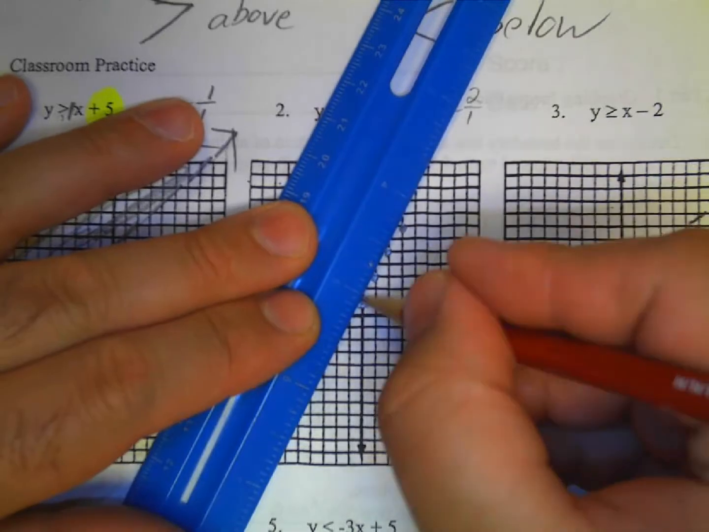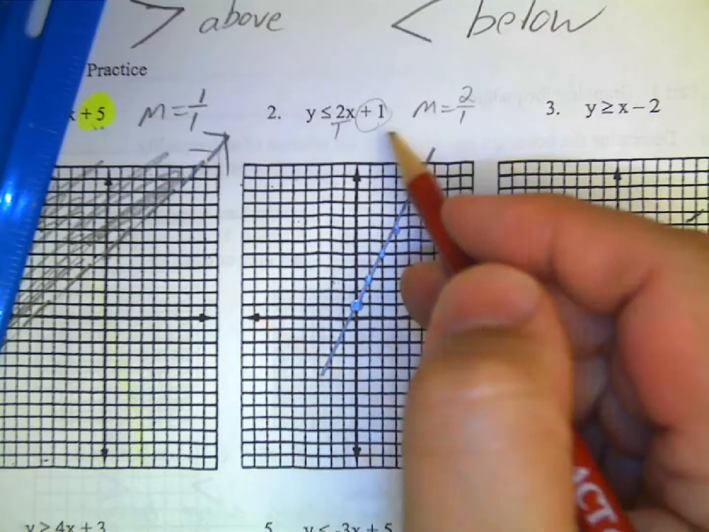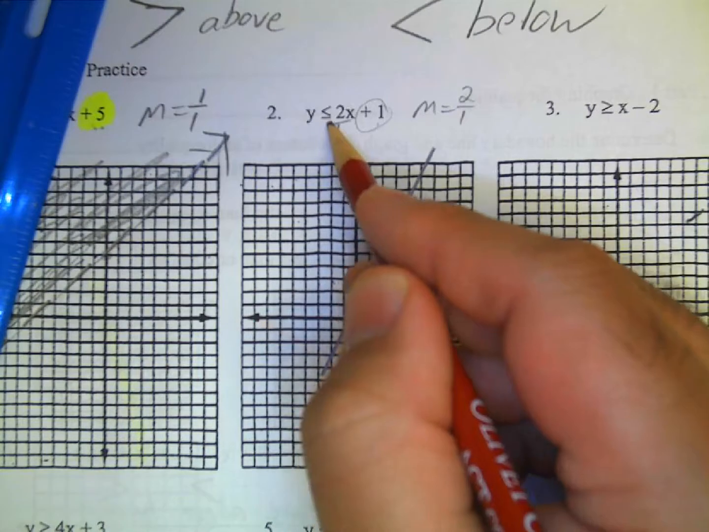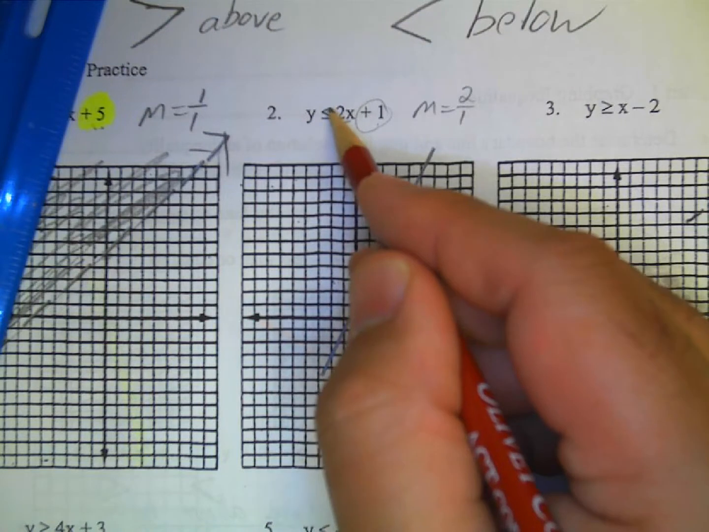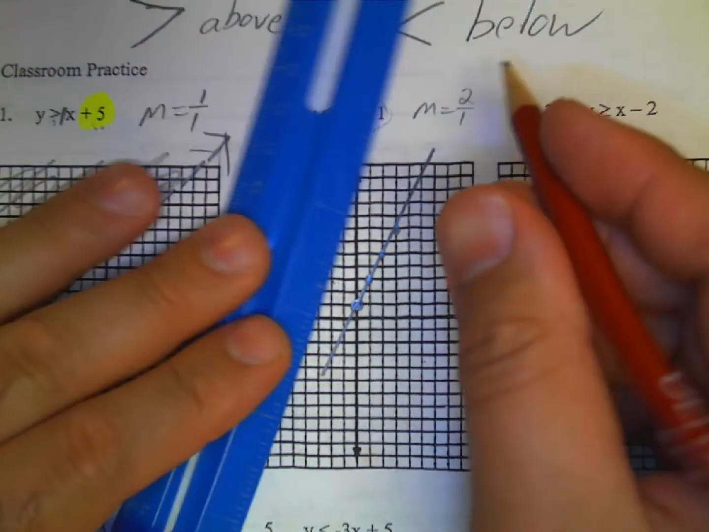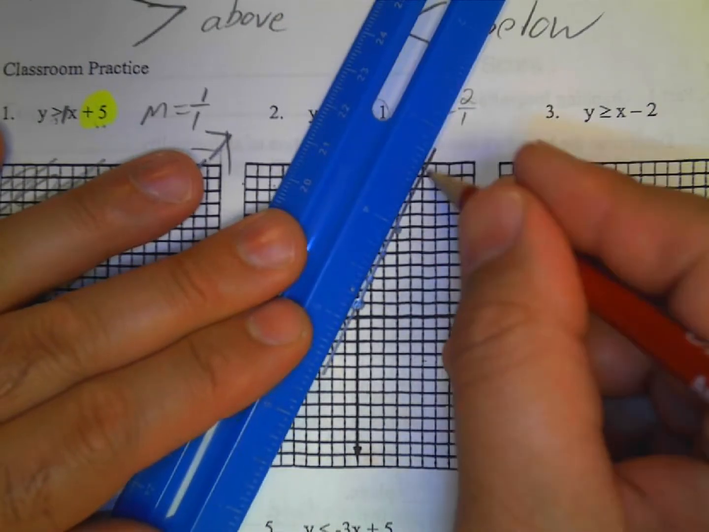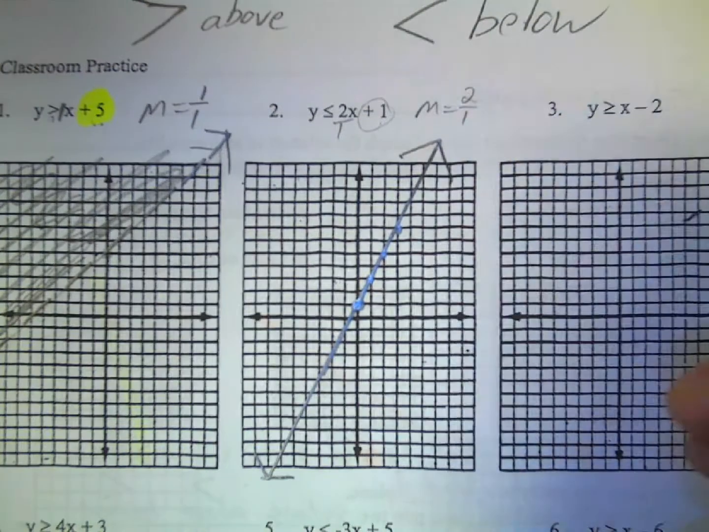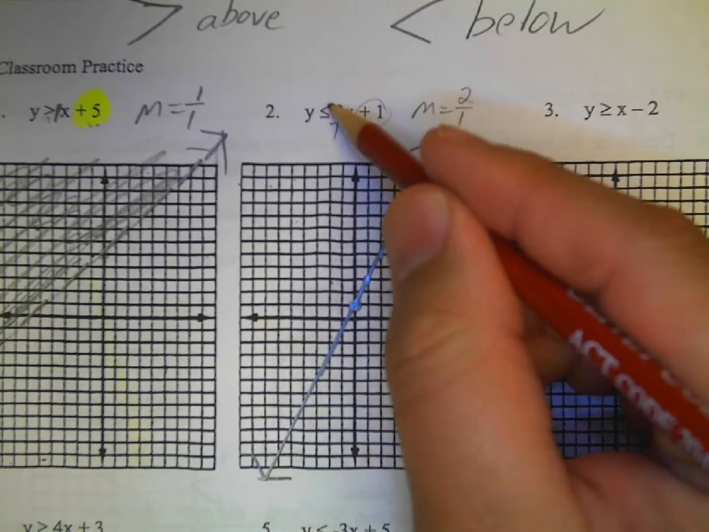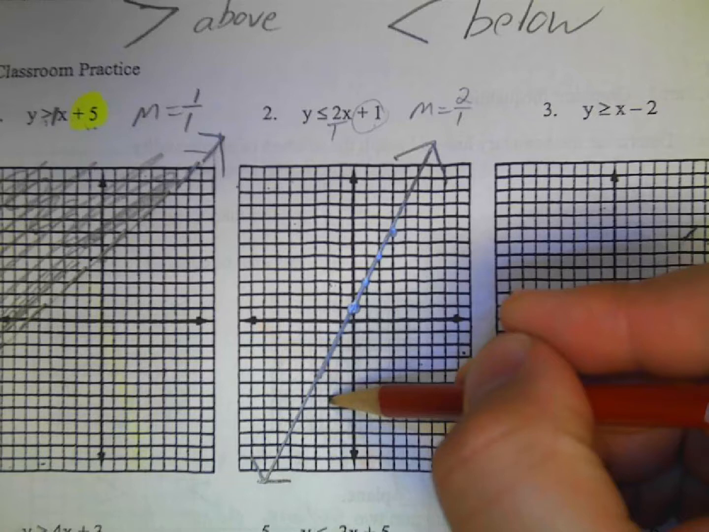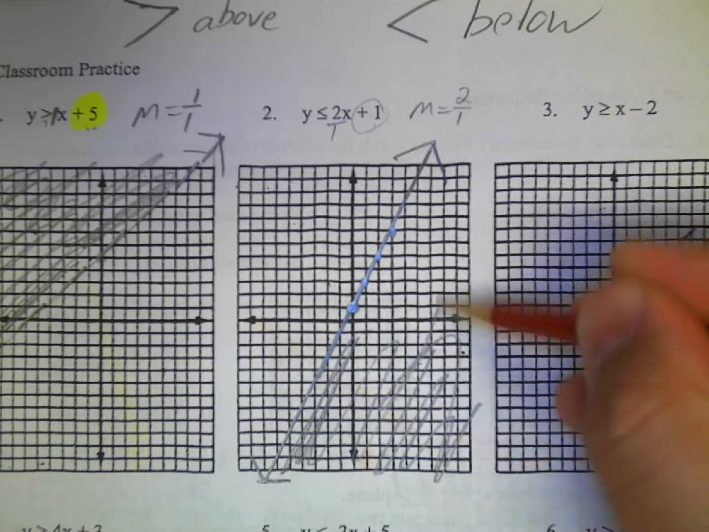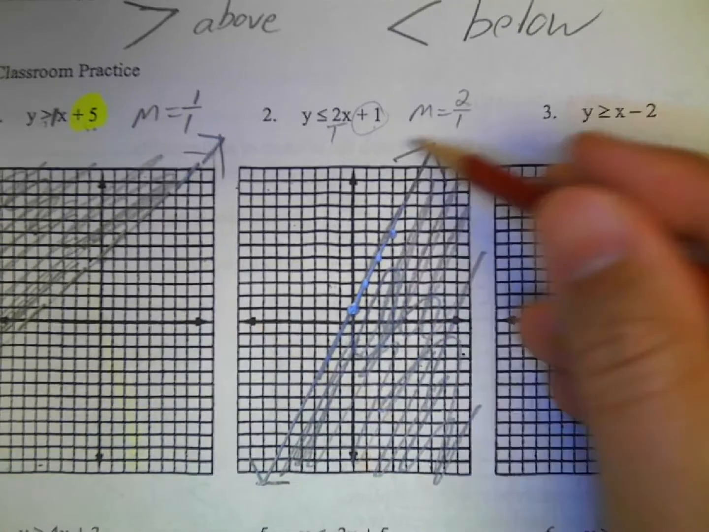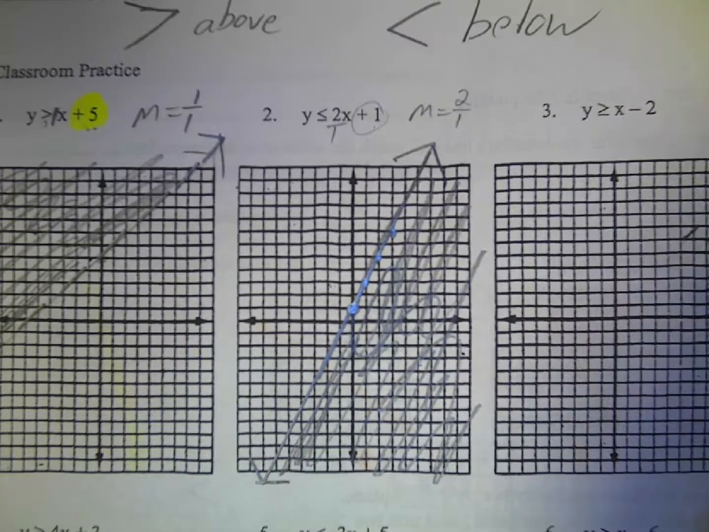I'm going to draw my line. Just check it. Don't go too fast. I was going too fast. But right here, it's less than or equal to. So because it's equal to, I can make my line solid. Right here, less than, I'm going to shade below the line, underneath the line.